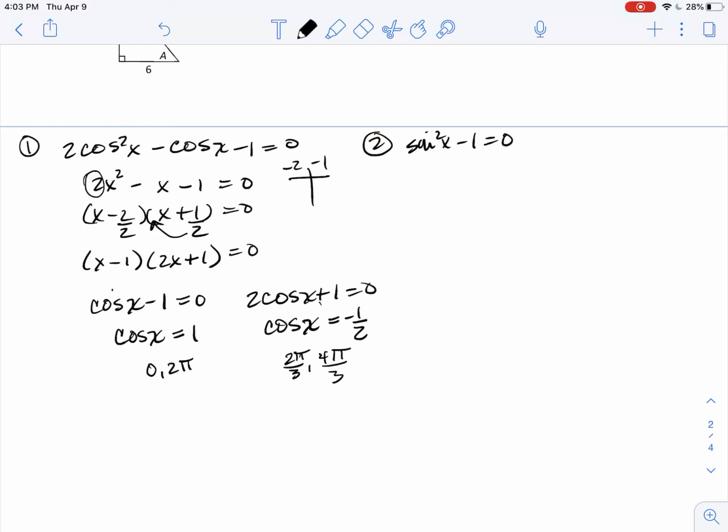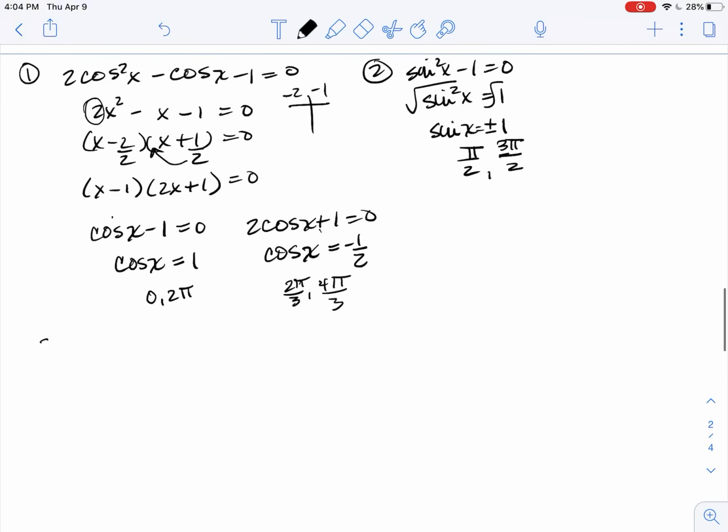Okay, so number 2, this is sine squared x minus 1 equals 0. And let's go ahead and solve for sine. Sine squared x is equal to 1, and then square root it. Just remember, you get a positive and a negative square root. So I'm looking for where y is equal to +1 or -1. And that is going to be pi over 2 is where it's positive, and 3 pi over 2 is where the y value is negative.